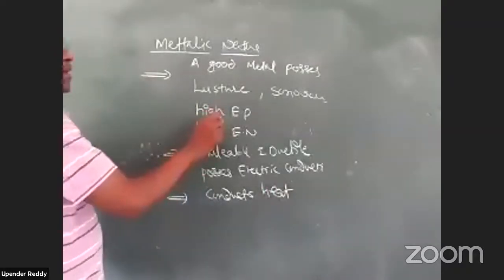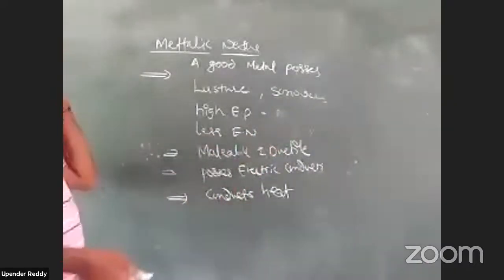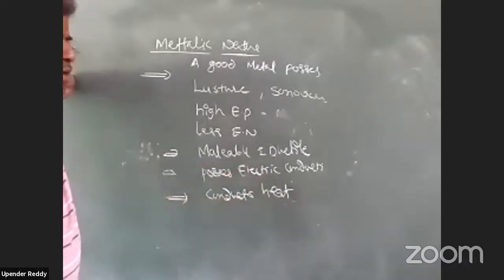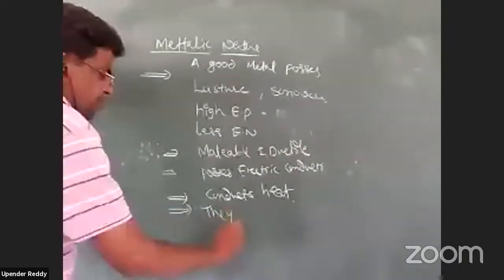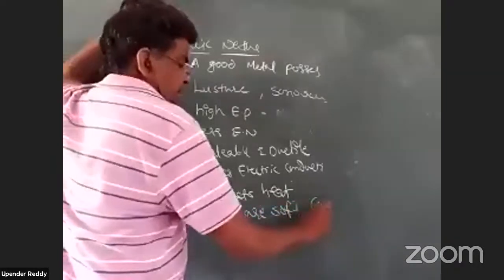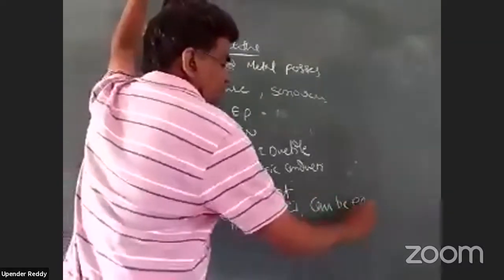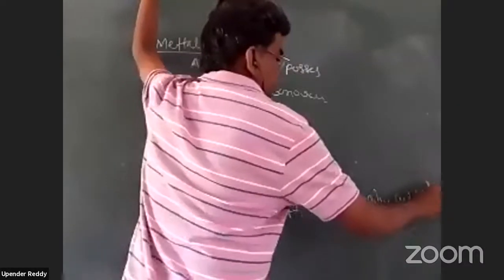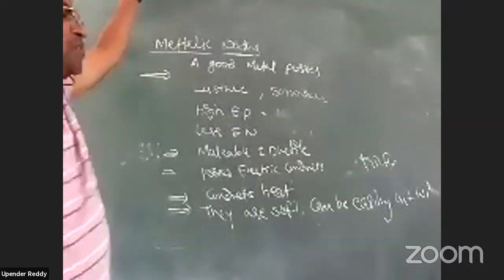High electropositivity means automatically more size. Lesser electronegativity means more size. Malleable and ductile, possess electric conductivity, and conducts heat and electricity. That's all. And most important, metals are soft, can be easily cut with a knife. Easily cut with a knife. Now, after this, tell me copper, iron, copper.